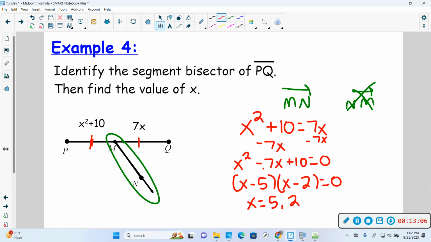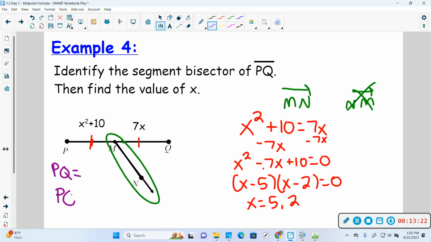Now, that also asks you, of course, to find PQ. Question: how many answers are we going to have for PQ? 2. We had 2 answers for x. You're going to get 2 answers for PQ. Not that that's a bad thing. It just is what it is.